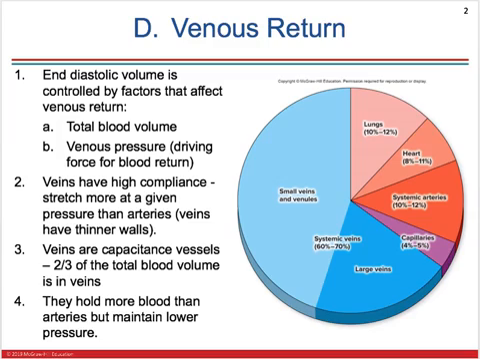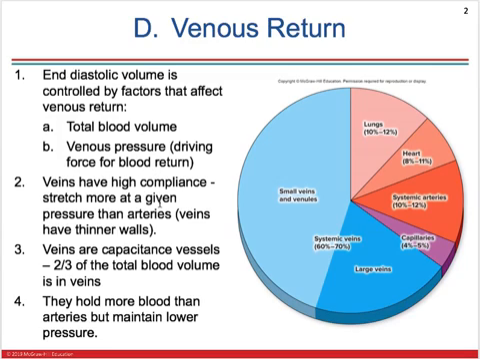So let's take a look at some of the things that influence this end diastolic volume. The things that influence end diastolic volume are things that affect what's called venous return. And venous return is influenced by the total blood volume. The more the blood volume goes up, the more blood there is to return to the heart, and by venous pressure. This is the driving force, moving blood then through the veins and back towards the heart.